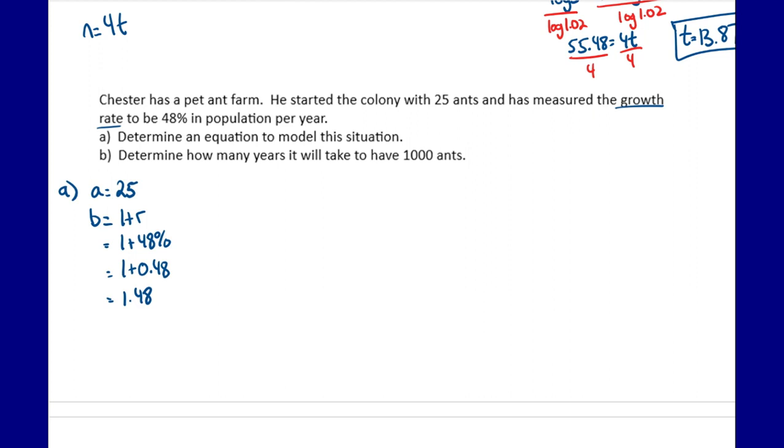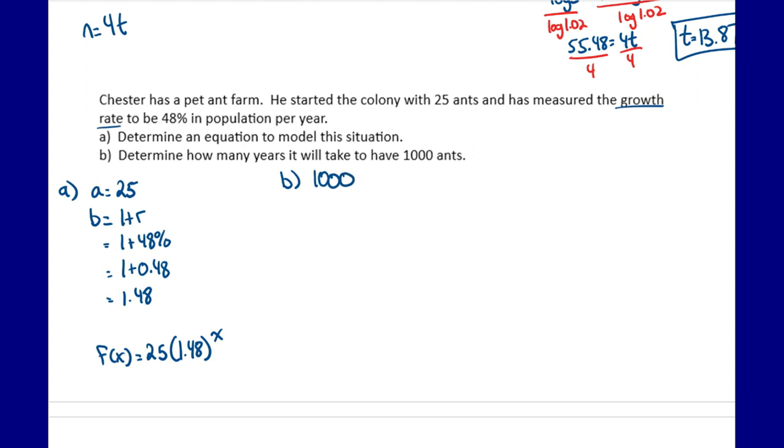For B then, oh sorry, I need to come up with the equation still. So f of x, again, function notation, you can just use y equals instead of f of x equals. Either way is fine. I'm going to use f of x to match the equation we have in that table. So f of x is going to equal a, which is 25, times b, 1.48, to the power of x. Basically 25 times 1.48 to the power of x, x being the number of years that we're allowing this population to grow. B says, how many years will it take to have 1,000 ants?